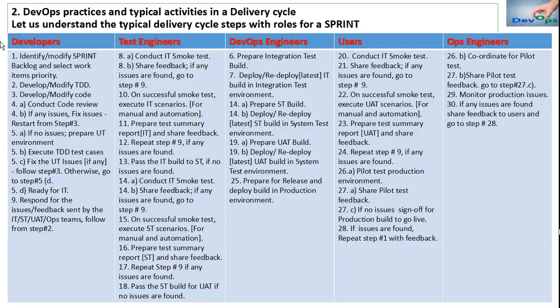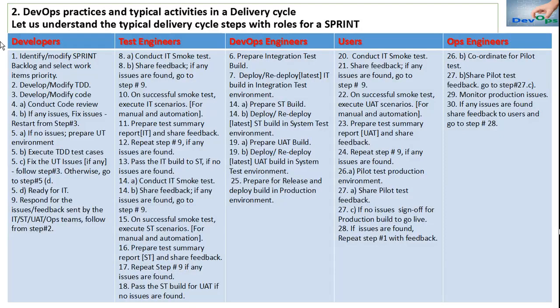After that, the test engineers take part to conduct the integration test and smoke test under activity number 8, and they share the feedback. If issues are found, then the feedback goes to activity number 9 for the developers. Developers consider the feedback and go back to their task number 3, modifying the code and repeating all the activities up to the 8th task. Then when the 10th activity comes for test engineers, successful smoke test execution happens, and they prepare the test summary. Otherwise the feedback is given, and again from the 9th step onwards it is repeated.